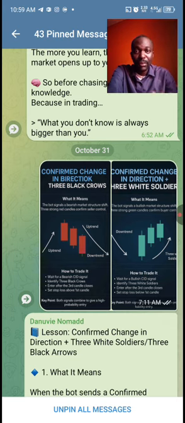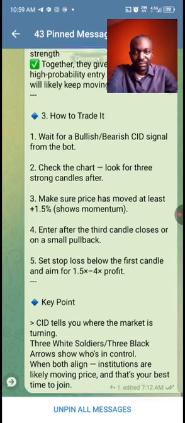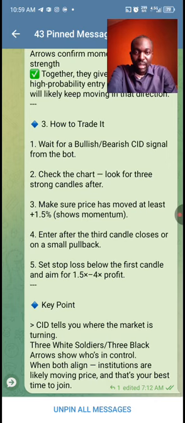But we're going to go to the chart and I'm going to identify the candlestick pattern for you on the chart so you can see and then how to enter. So set stop loss below the first candle and aim for, let's just say, 1.5% profit to 4% profit. Which means you are aiming for a 1.5% move to a 4% move.